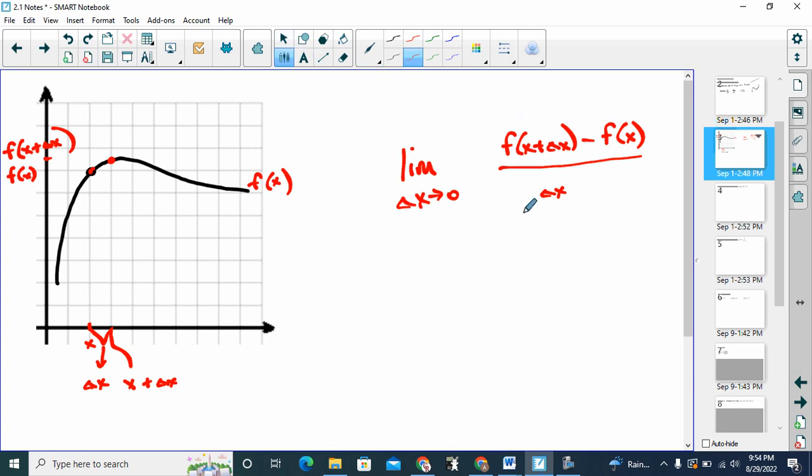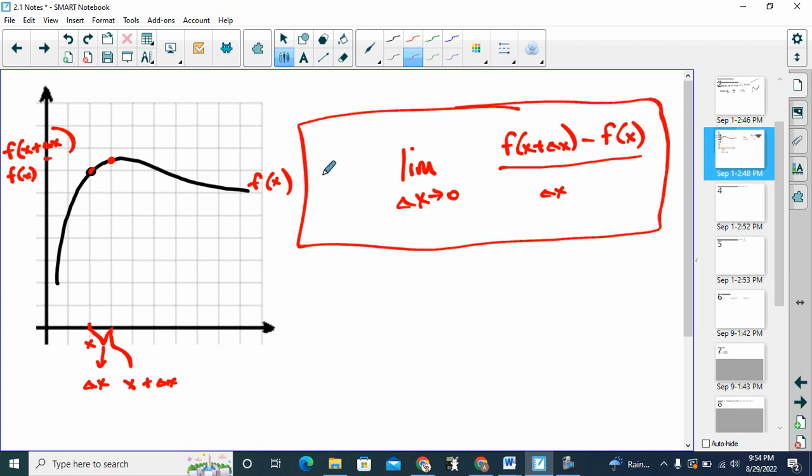Whether you understand where that comes from or not, that's not terribly important. What is important is that you know what this is. This is the derivative of f of x. F prime of x is equal to the limit as delta x approaches 0 of f of x plus delta x minus f of x all over delta x. That will give us the derivative at any point on a curve.